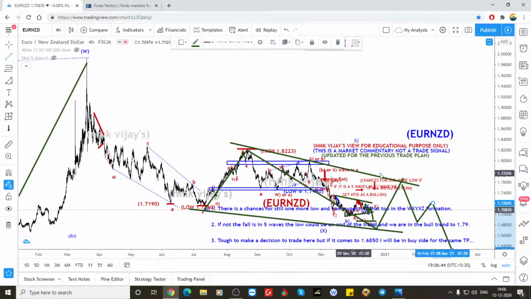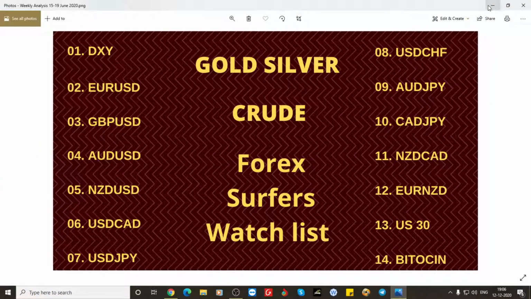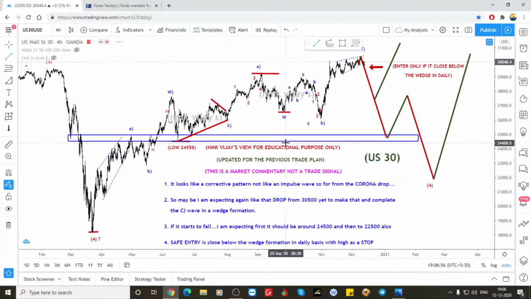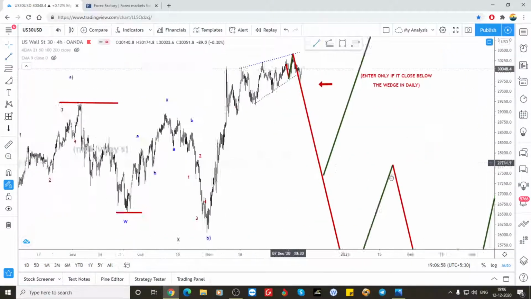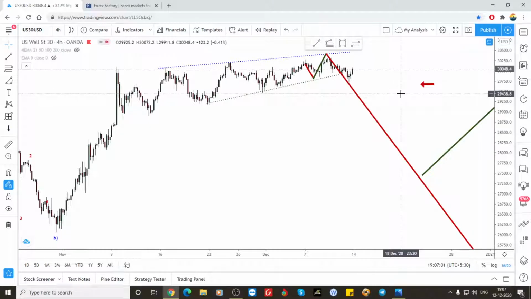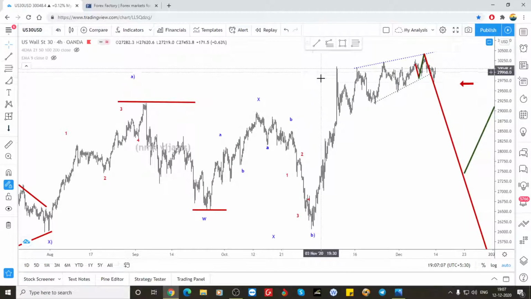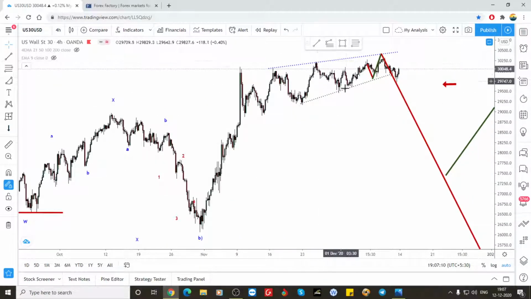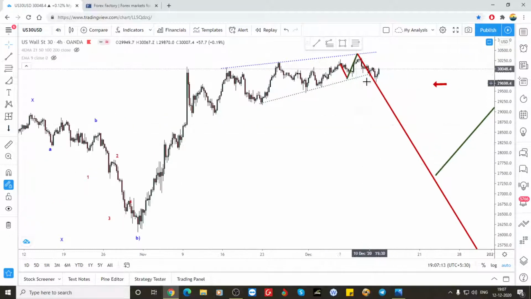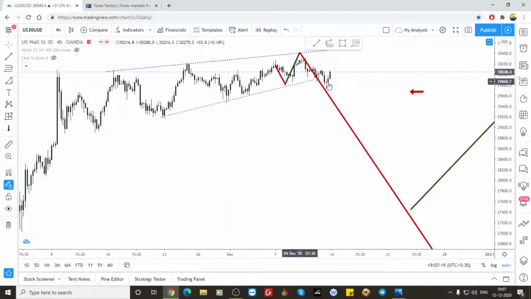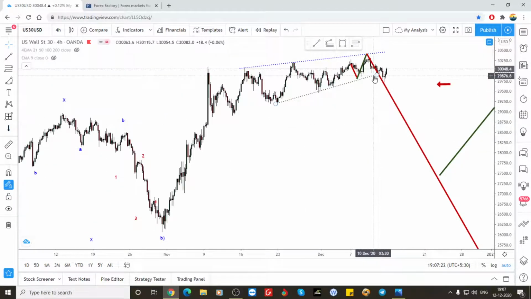So mind this. This is my view in Euro New Zealand. And what next? We can move to US30. I no need to show you here. It's already there, right? So here is a B. What I said is this could make a 1, 2, 3, 4, 5, and it's already did here, right? So perfectly it did.